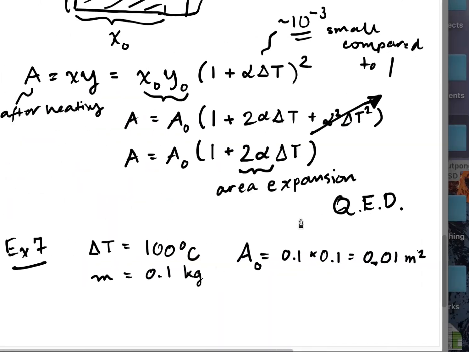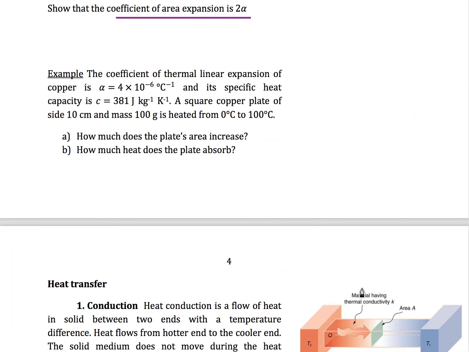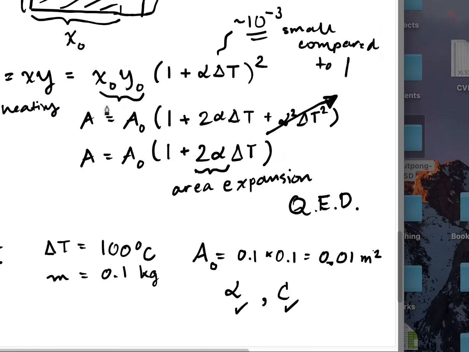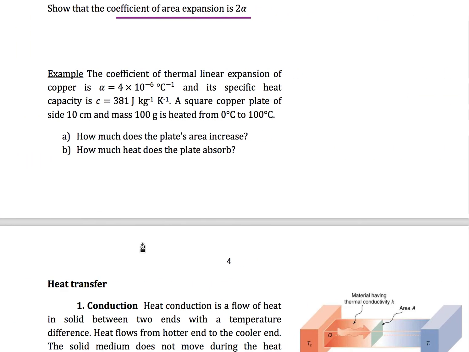And then you are given the alpha, and you are given the C for the copper. Okay. So in this case, for the A, they want to know how much the plate area increases. So this is what you want to know, the delta A.